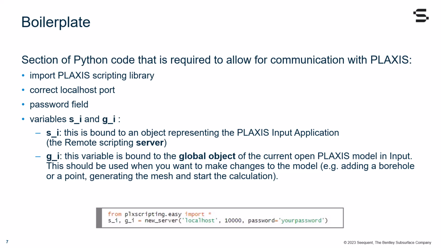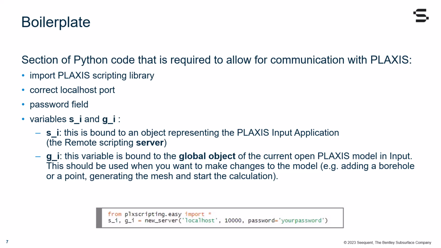Before writing any Python code, you need to add a boilerplate. This is required to allow for communication with PLAXIS. This includes importing the PLAXIS scripting library, setting up the correct localhost port and password, and defining the two variables SI and GI. The SI is bound to an object representing the PLAXIS input application, the remote scripting server. The GI is a variable bound to the global object of the current open PLAXIS model in input.